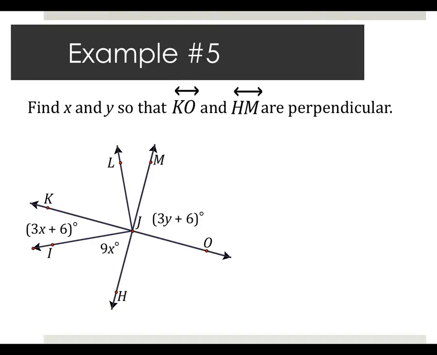All right, time to run with the big dogs. We want to find x and y, given that KO and HM are perpendicular. So first things first, I'm going to put a right angle symbol in there. KO is perpendicular to HM. So I'm going to put a right angle there. And give you a second to look at that picture and figure out how we're going to attack this problem.